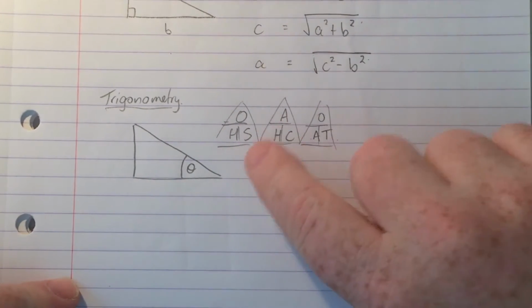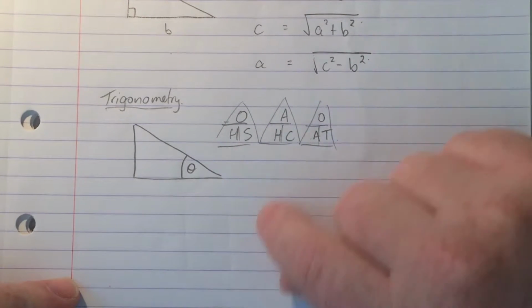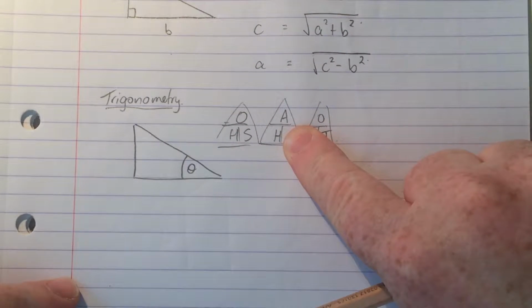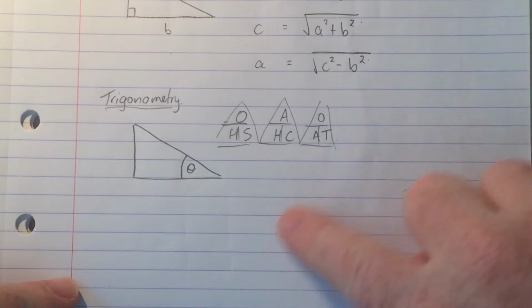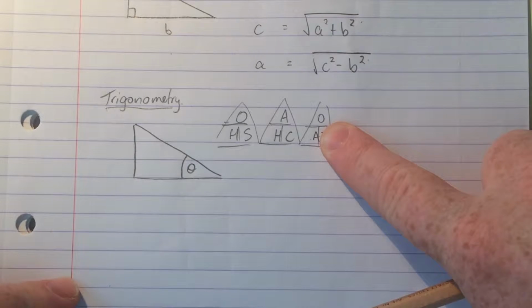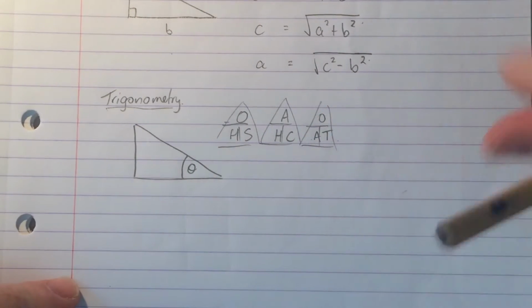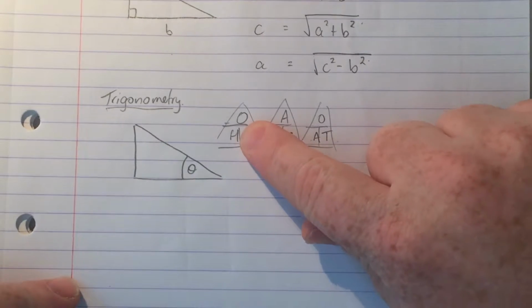So the way these work is if we cover up the S for sine, we're left with opposite over hypotenuse. If we cover up the C for cos, we're left with adjacent over hypotenuse. And if we cover up the T for tan, we're left with opposite over adjacent. So we can write out our equations like this.